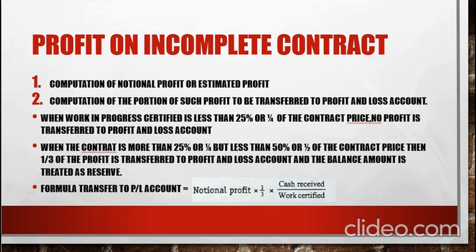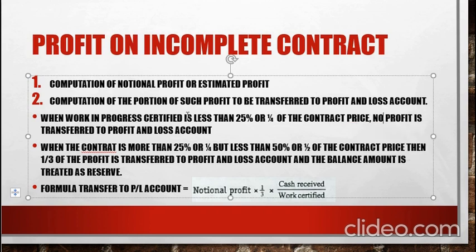Now when work in progress certified is less than 25% or one fourth of the contract price, no profit is transferred to profit and loss account. What we are stating here is that if the work in progress certified by the architect is less than 25%, then, as I will teach you when we are solving the problem, you will see how to calculate the percentage of work certified.